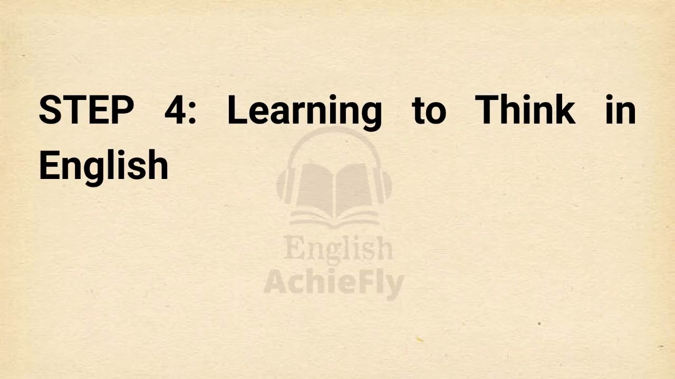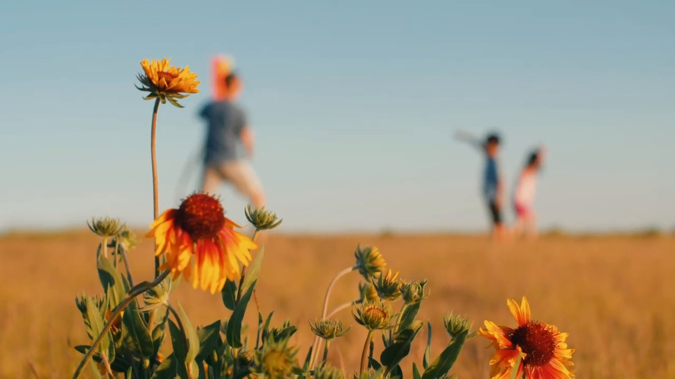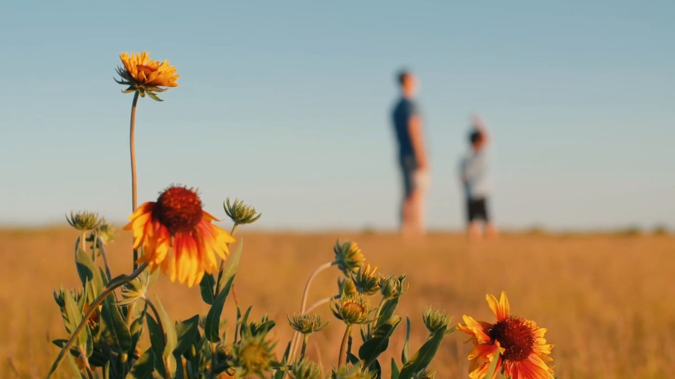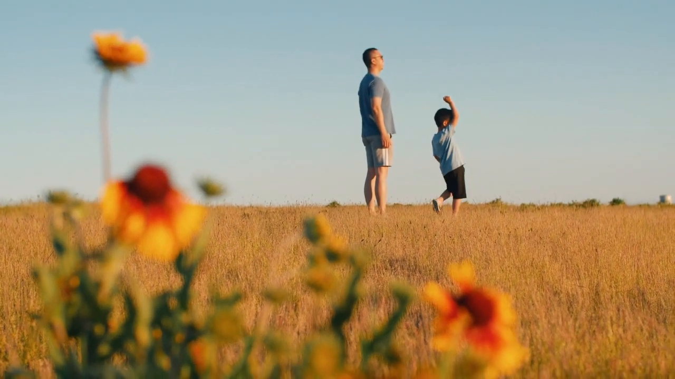Step 4. Learning to think in English. After practicing real conversations, I noticed a new problem. My mind was still translating from my native language into English. Every sentence took extra time. Every response felt delayed. Thinking in English did not come naturally. I realized that for real fluency, I had to train my brain to operate directly in English.